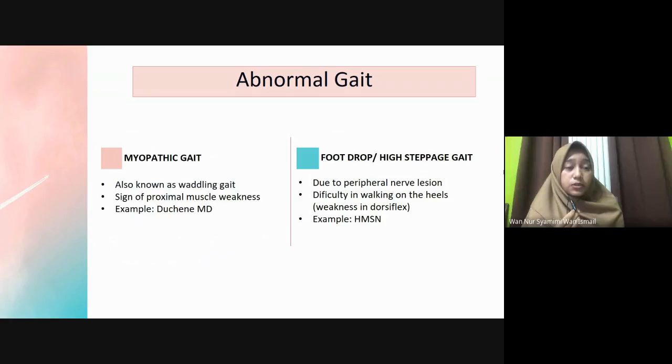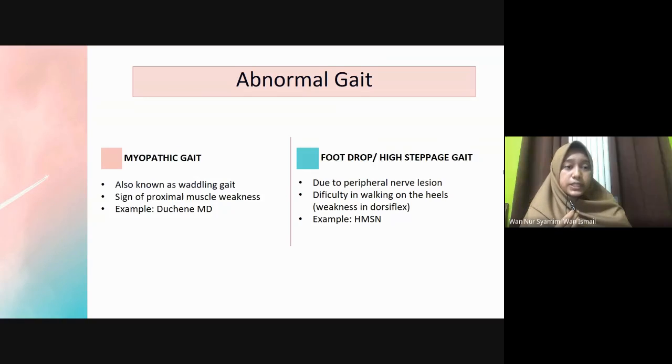Next slide. Another abnormal gait that you can see is the myopathic gait, also known as waddling gait. It is a sign of proximal muscle weakness. What happens in myopathic gait is that when they start to walk on the weight-bearing leg, the hip on the contralateral side will fall, and this is due to muscle weakness of the hip abductors. When the contralateral side falls, we know that this is a Trendelenburg sign.